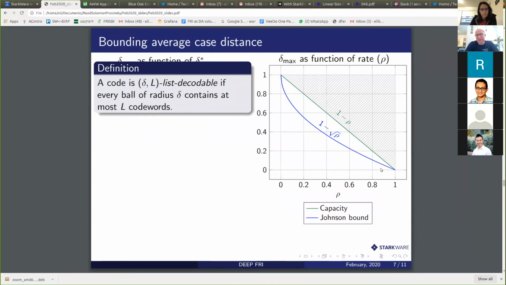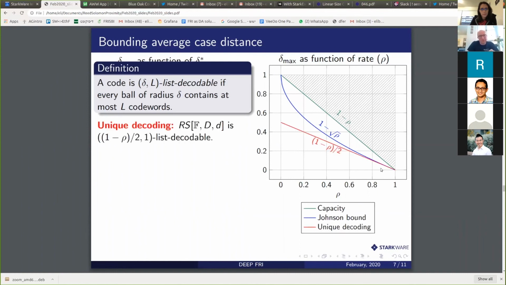And what the Johnson bound says, I'll say it for the Reed-Solomon codes, but it is true more generally for any code, is that as long as your relative radius is smaller than 1 minus square root of the rate, your list size L is small. It's smaller than the evaluation domain size. I mean, it could be exponential, right? It could be like all of the space, but it's very small. So that's the Johnson bound.